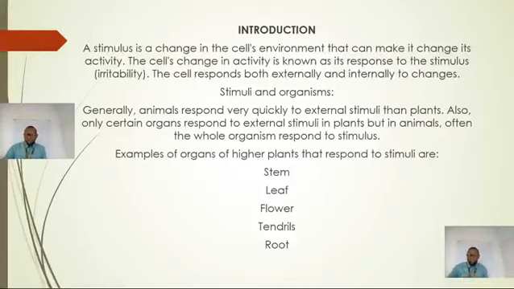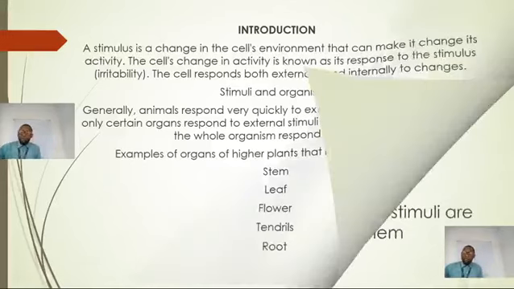Let's proceed. Generally, animals respond very quickly and fast than plants. And when animals are responding, they move the whole of their body. But when plants are responding to external stimuli, they move the parts or their organs. And what are these organs? Examples of organs that plants use in responding to stimuli are the stem, the leaf, the flower, the tendrils, and the roots. These are the organs or the parts of the plant which they use in movement. And that is why we have differences between locomotion and movement.